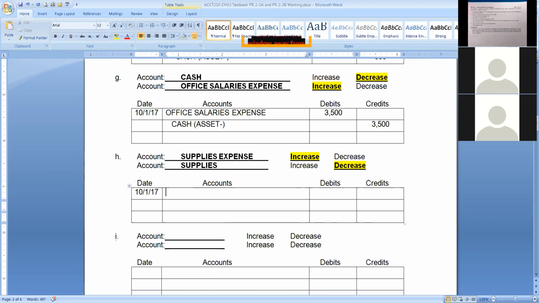Okay, let's take the easy one, supplies expense. And I say it's easy because expenses are always debits. So whenever you run into expense, it's a debit. Now supplies.